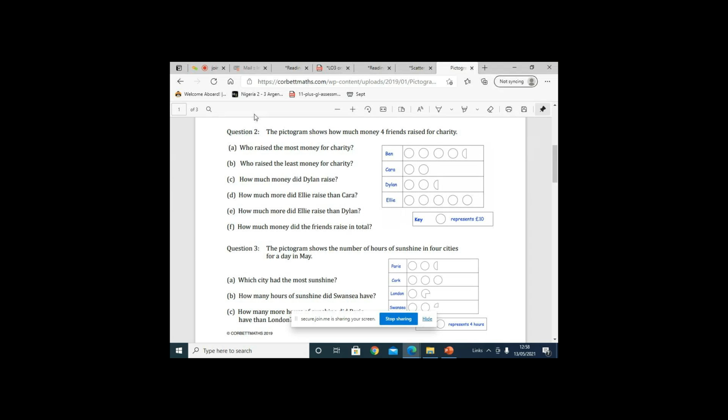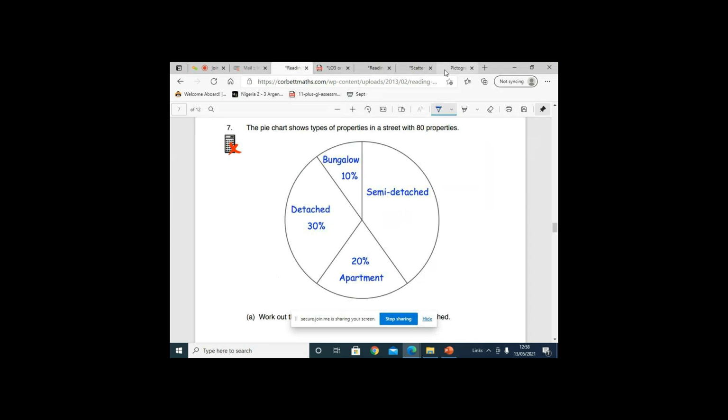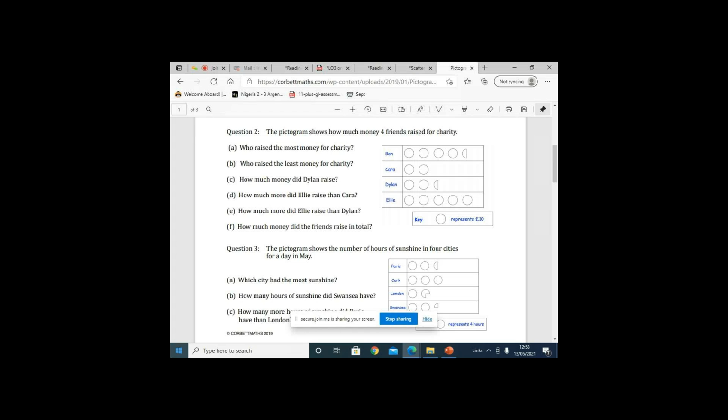So look at this one. Diane is like, sorry, let me just put it. And 25. How much money did Diane raise? This one is 10, then 5. Yeah, it's 25. Yeah, that's it.